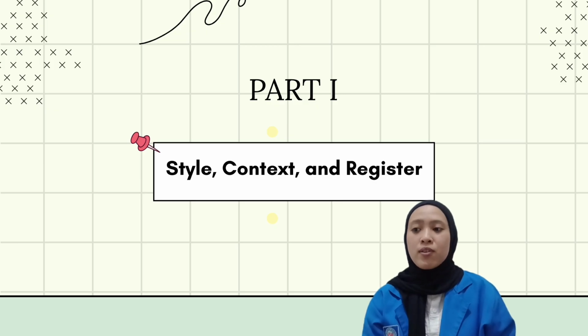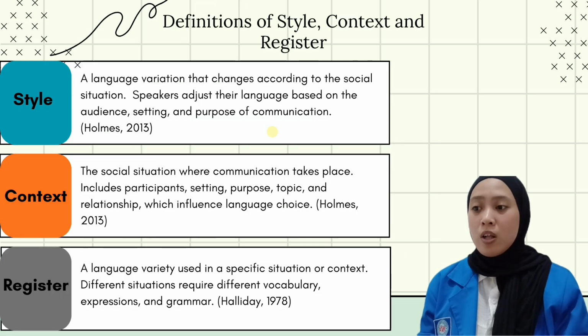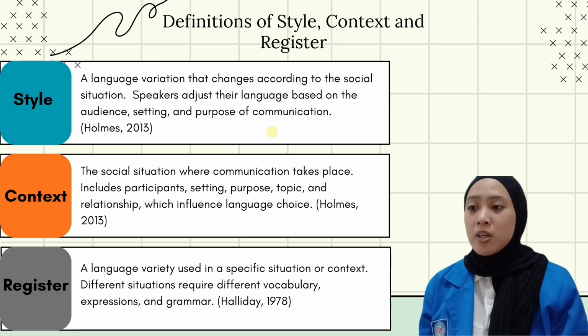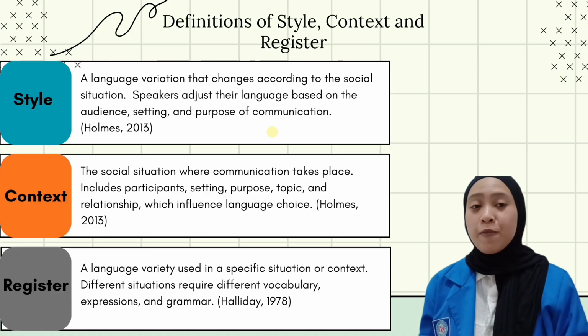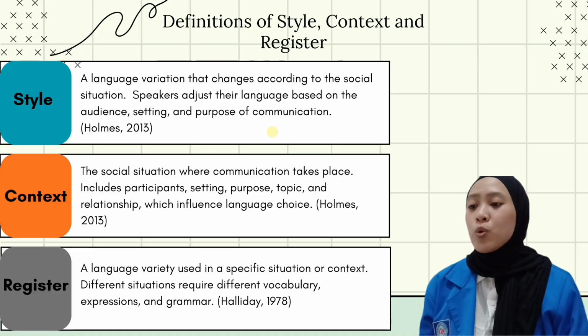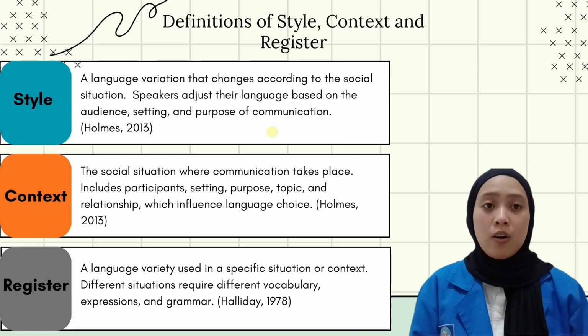I will explain about style, context, and register. Definition of style. According to Holmes 2013, a language variation that changes according to the social situation. Speakers adjust their language based on audience, setting, and purpose of communication. Next is definition of context. According to Holmes 2013, the social situation where communication takes place includes participants, setting, purpose, topic, and relationship, which influence language choice.